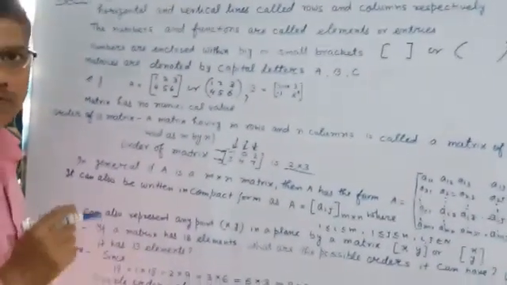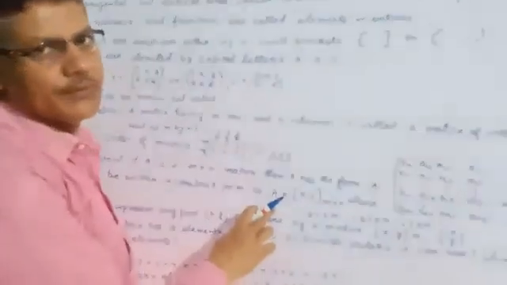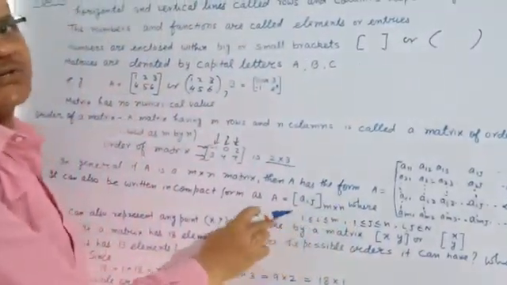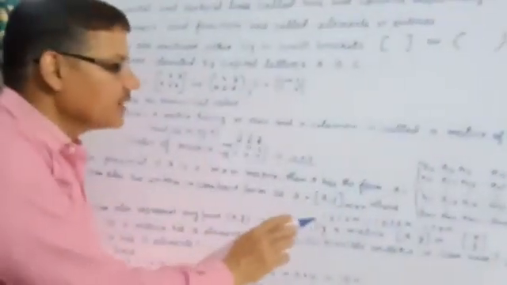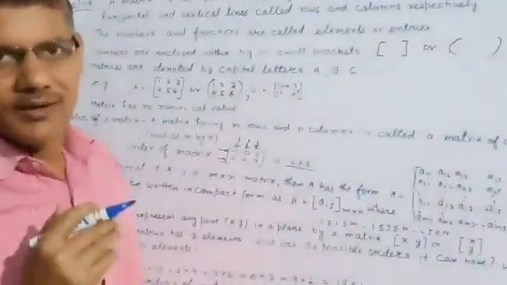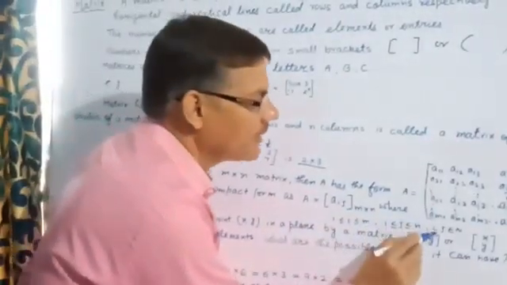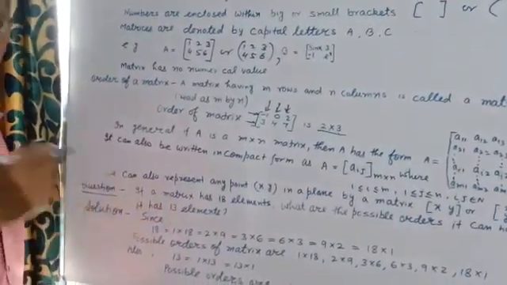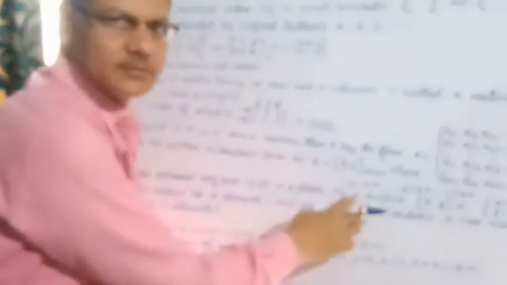Now, it can also be written in compact form as matrix A is equal to aij of order m by n, where i is greater than or equal to 1 but less than or equal to m. At the same time, j is greater than or equal to 1 but less than or equal to n, where i and j both are natural numbers. We can also represent any point P(x, y) in the plane by a matrix. When we use this matrix, that is a row matrix, or we may write this using a column.